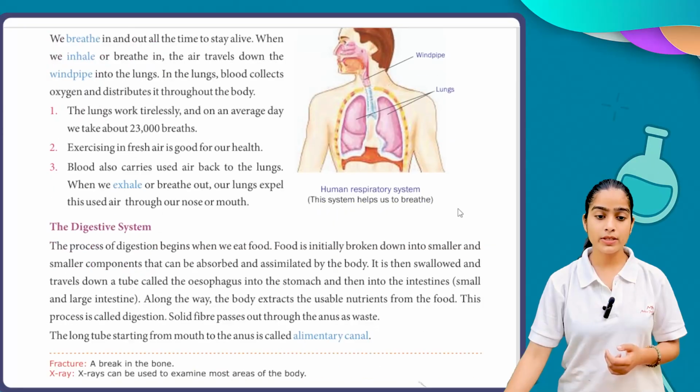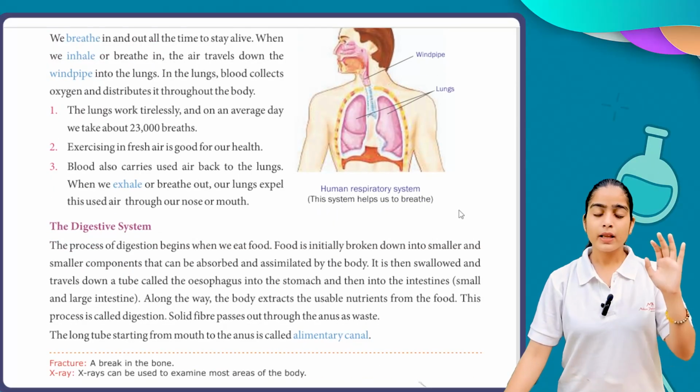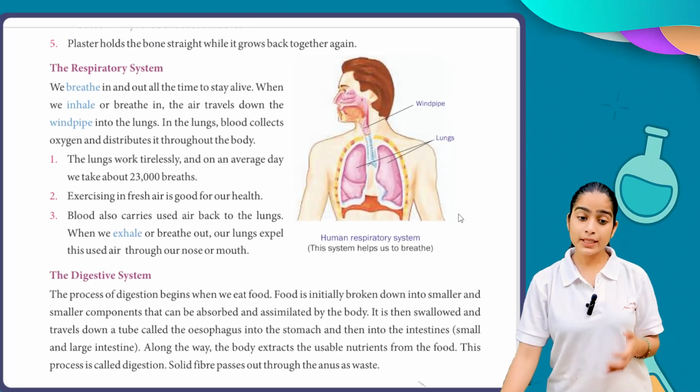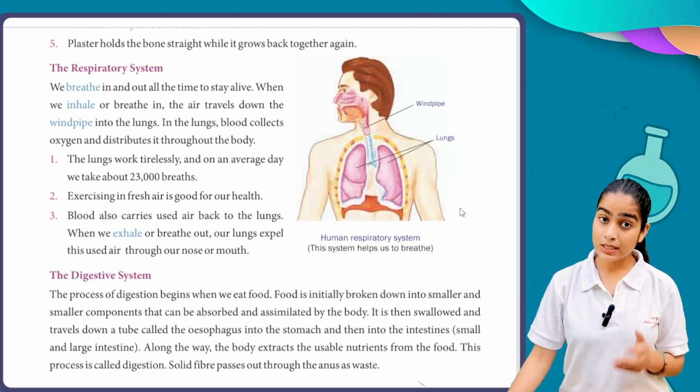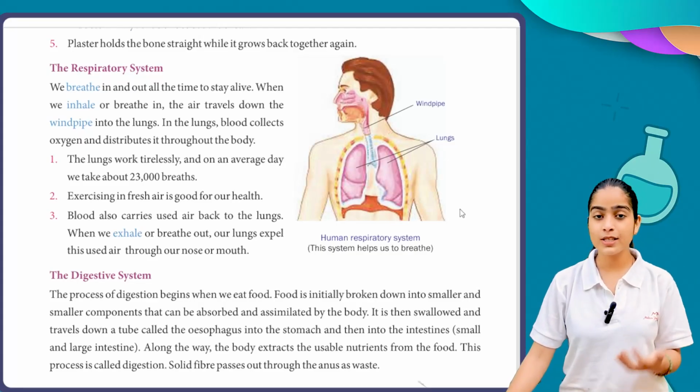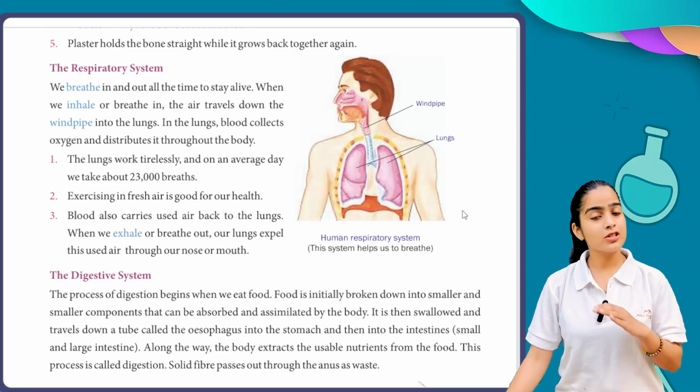Next we have the respiratory system. Respiratory system means when you breathe in and breathe out, this is called your respiratory system. So we breathe in and out all the time to stay alive. We cannot say we are not breathing right now, because if we stop breathing, we just stop living.